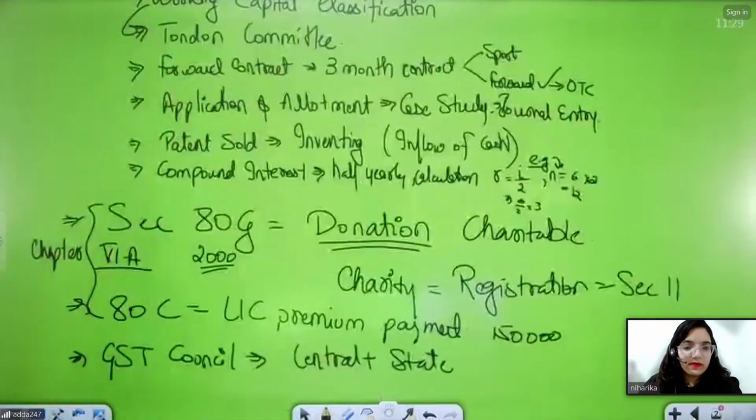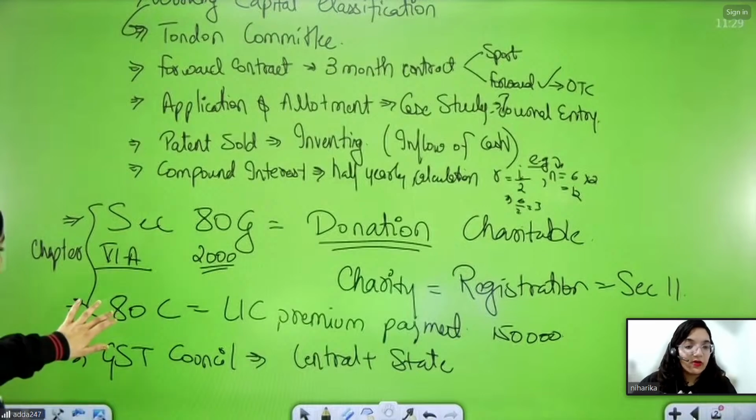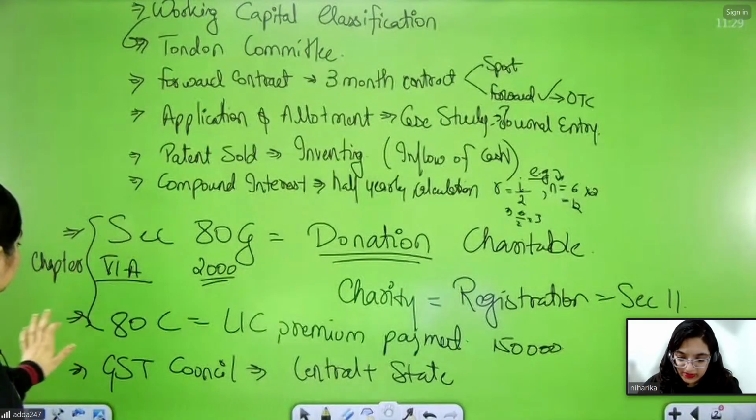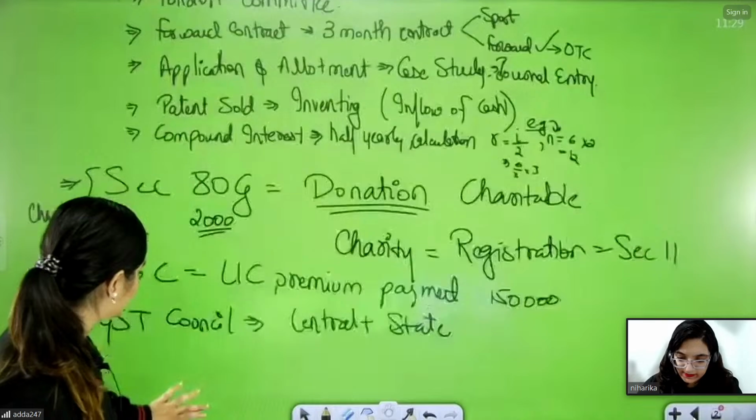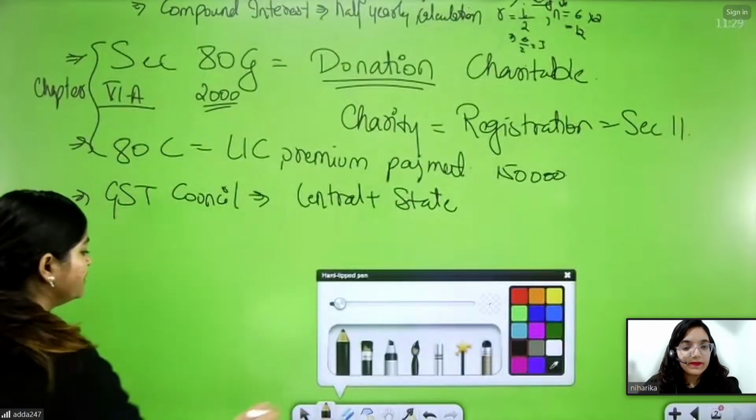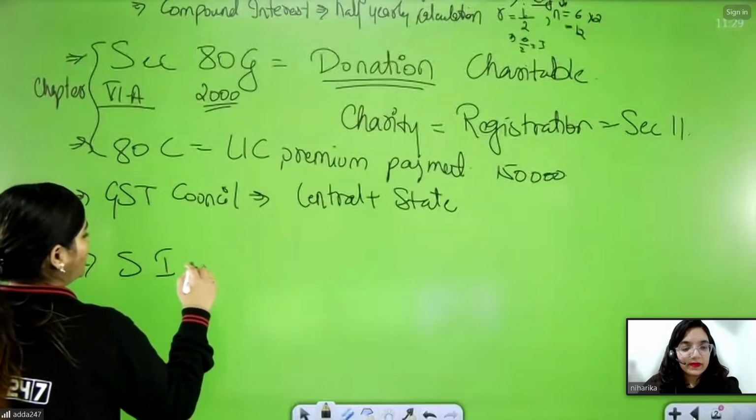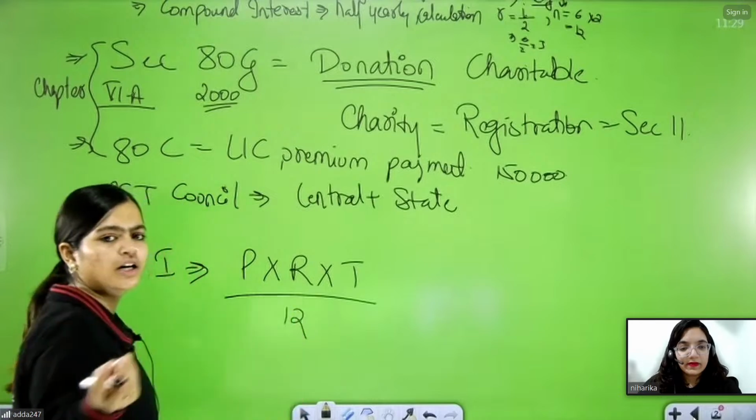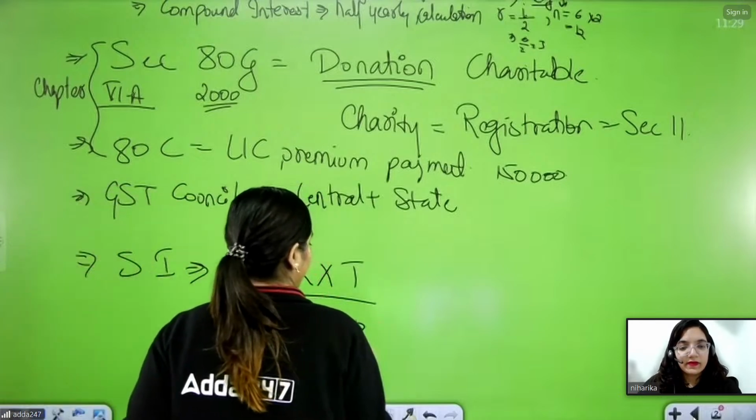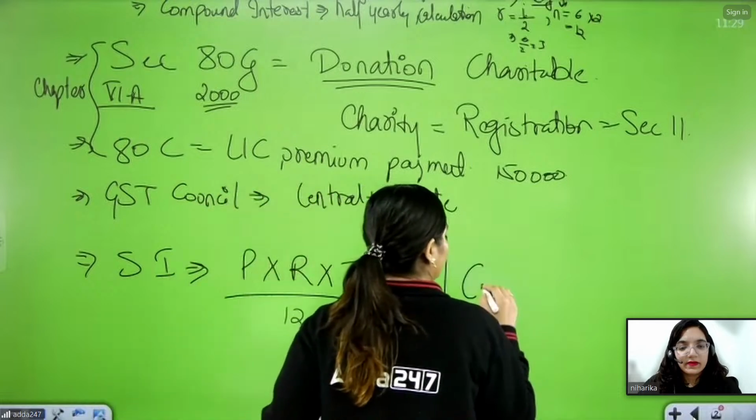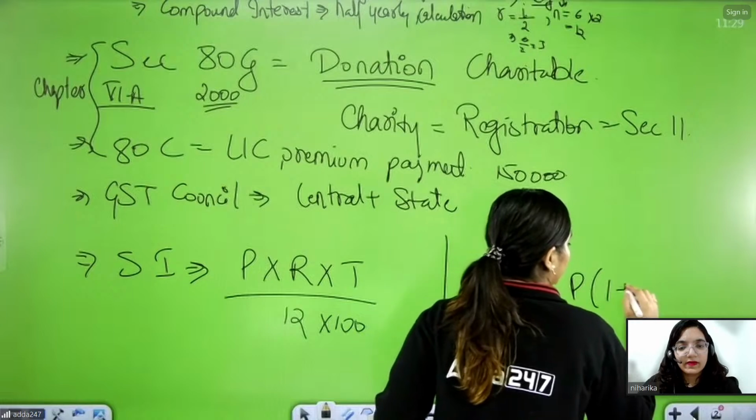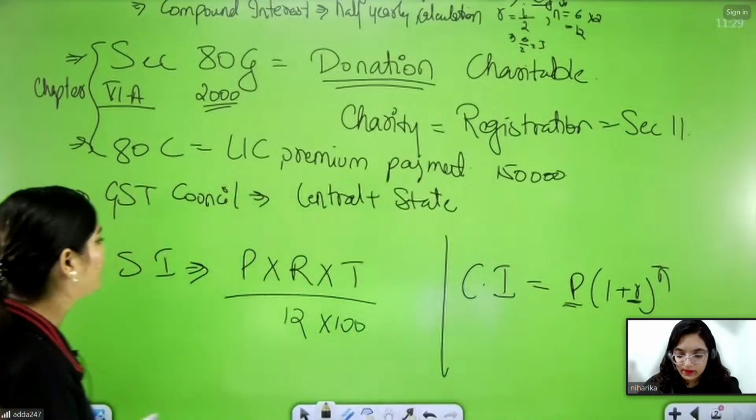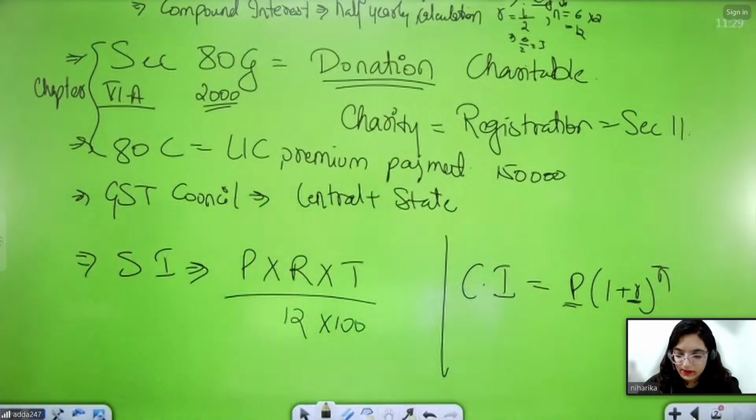What else questions? If possible, kindly provide them the details of the compound and simple interest formulas as well, so that they don't get confused in the examination. The simple interest formula is P into R into T, divided by 12 if we need to calculate in months, or by 100. For compound interest, we use P into (1 plus R) to the power T, where R is your rate and T is the number of times. This is your amount. This is the formula you can use for simple interest and compound interest calculation.